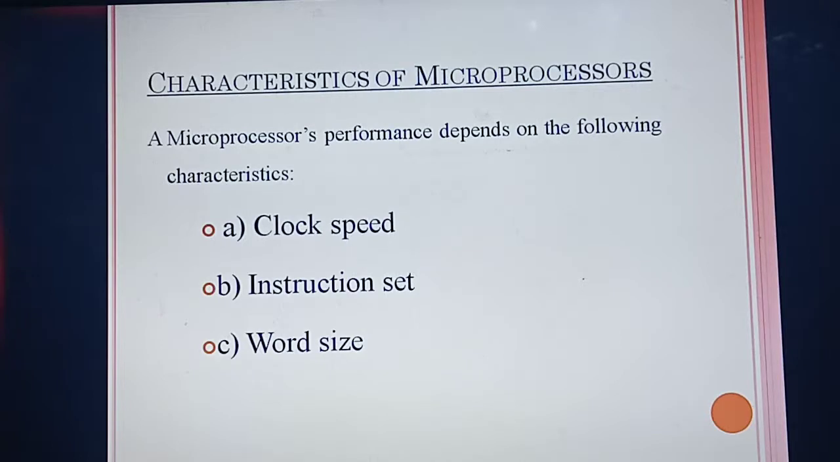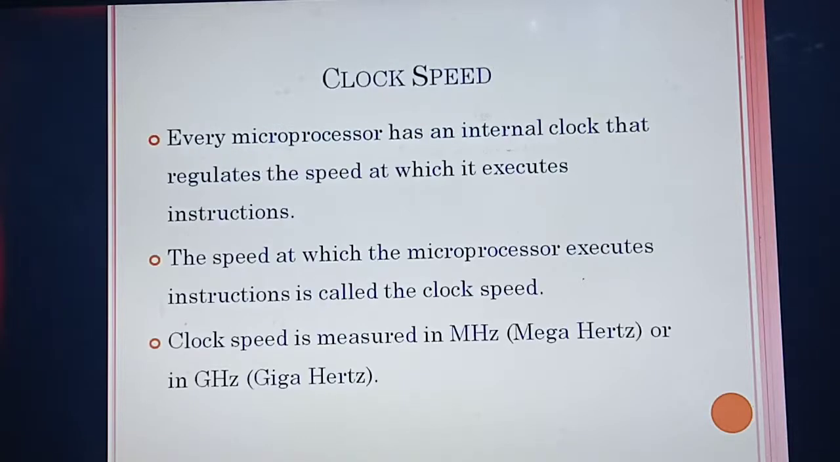Sometimes they ask for a 2-mark or 3-mark question, write the characteristics of microprocessor. In that case you need to write only these 3 points alone, no need to explain. But if they ask a 5-mark question, you need to explain everything in detail. Understood? First thing is clock speed.